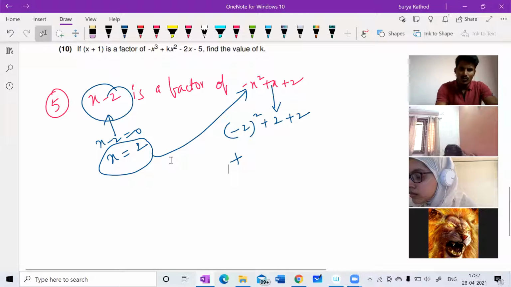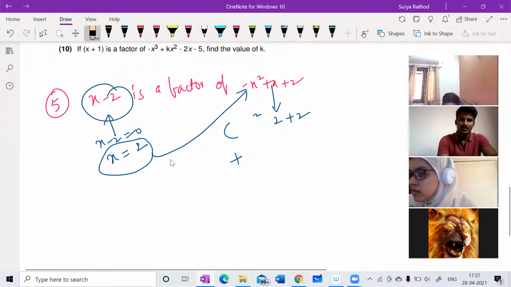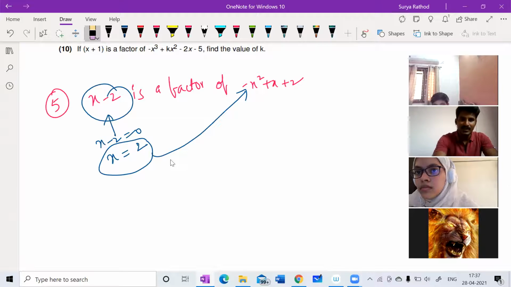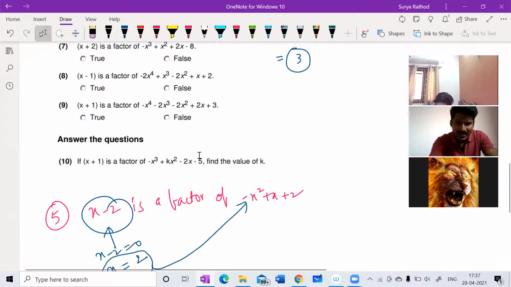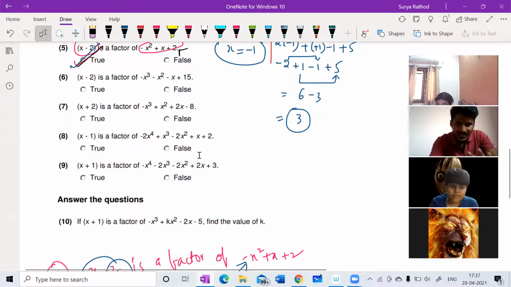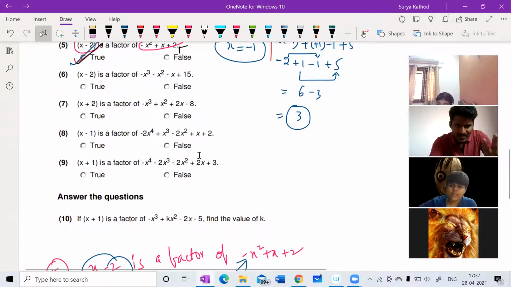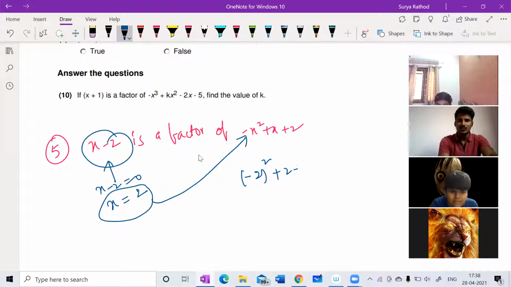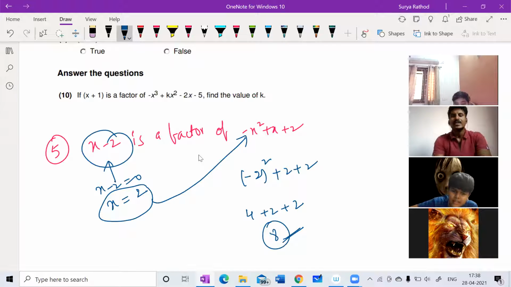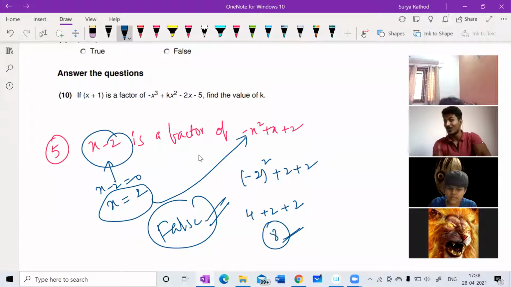Oh, sorry, I substituted with the plus. One second, did I write it correctly? Sir, shouldn't it be minus of x square? Let me check the problem: minus x square plus x plus 2. I have to substitute x is equal to 2 here. So I get minus 2 square plus 2 plus 2, which is 4 plus. Sir, the minus is outside, so the answer shouldn't be this. It is false. This is a false statement. The fifth one is false.